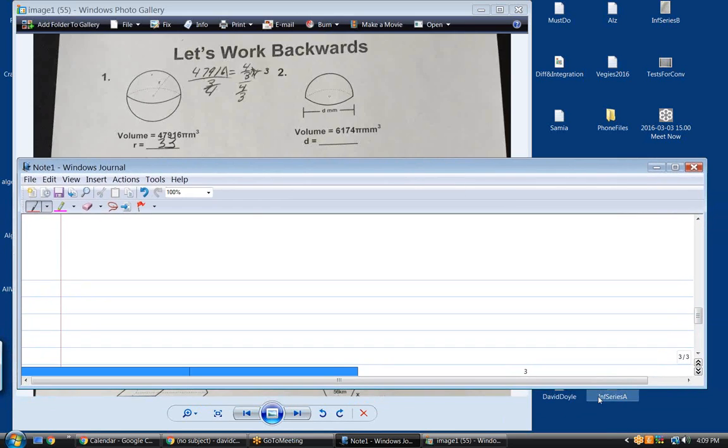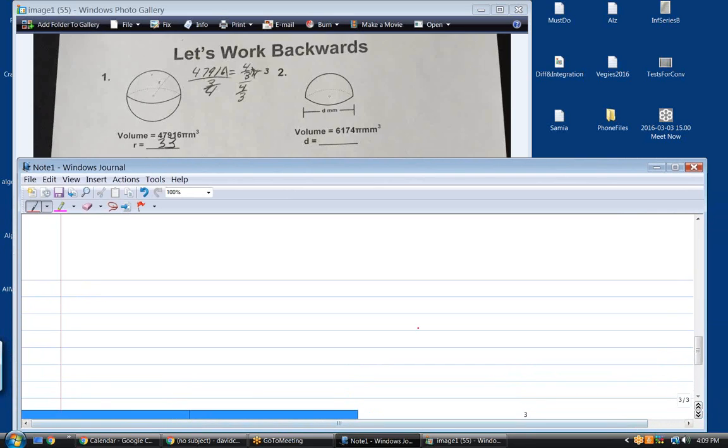So help me do number 2. What's the volume of the thing equal to? Volume is 1/2 of 4/3 pi r cubed. Good. They want to solve for the diameter, which means if we can solve for r, we'll just double it. Okay, so now what's the next step? Tell me what the next line I should write is.